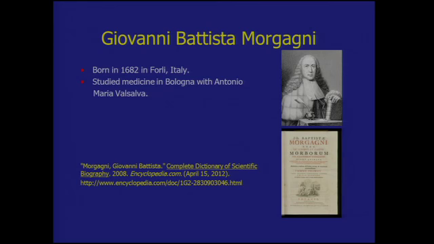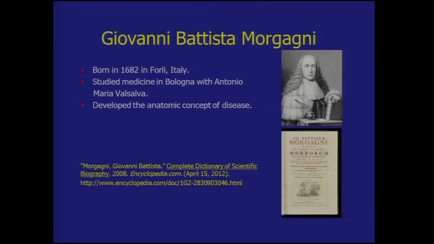Now, the historical origin of the study of disease, although it's always dangerous to attribute any great advance to a single individual, if you had to pick one individual, Giovanni Battista Morgagni would certainly merit a great deal of attention. He was born in 1682 in Italy, and he studied medicine in Bologna, which was one of the original great medical schools, historically, with a guy named Antonio Maria Valsalva, who's also a famous person in terms of his contributions to medicine. And he developed what we now call the anatomic concept of disease.